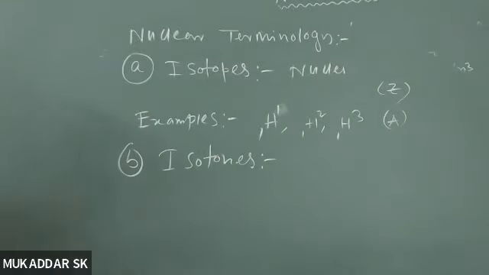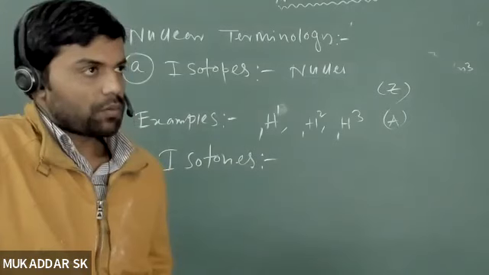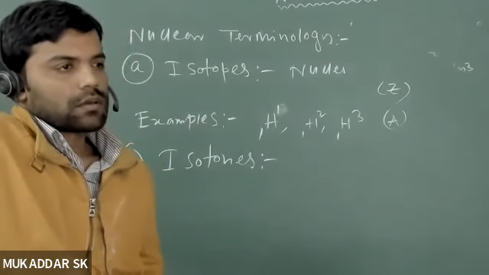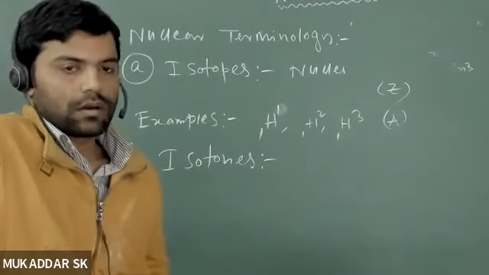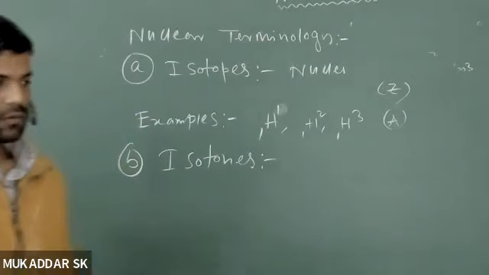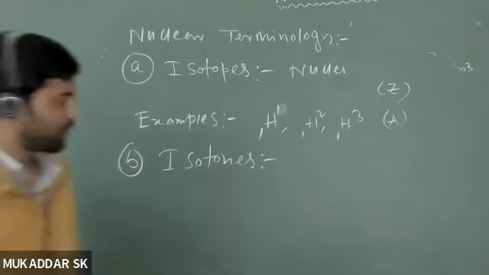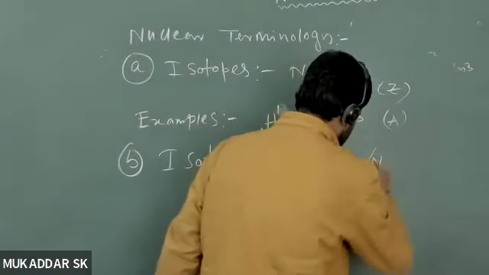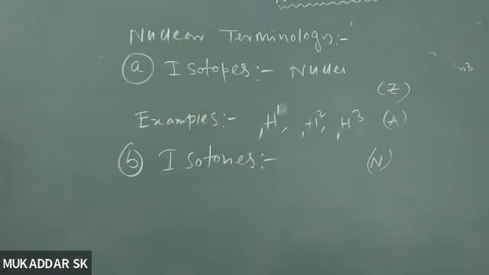Again, nuclei with same neutron number are called isotones. After neutron number, you can also use this notation. Nuclei with same neutron number are called isotones.